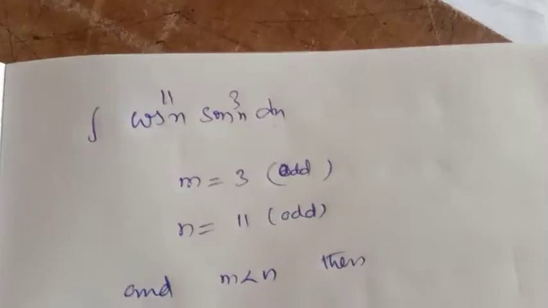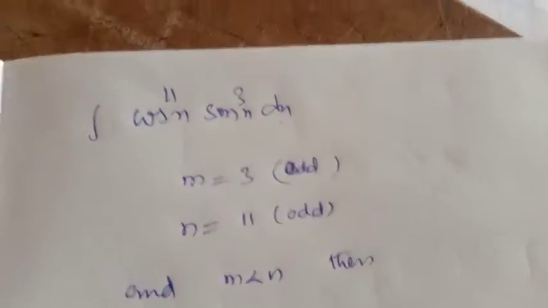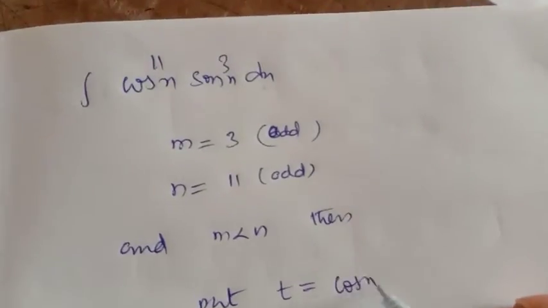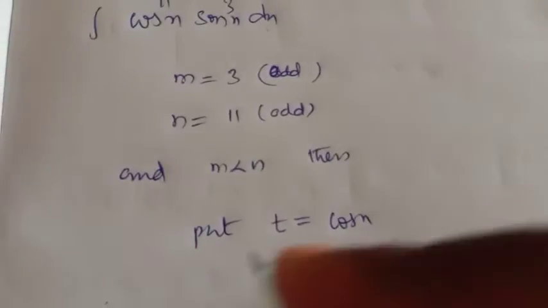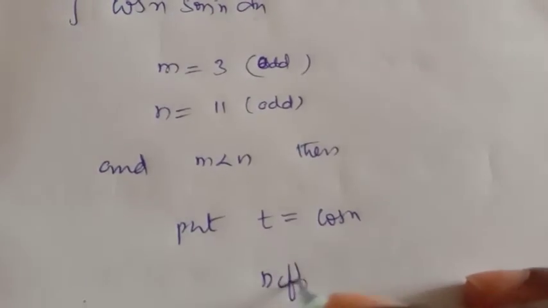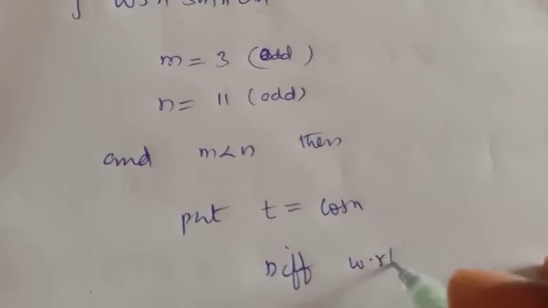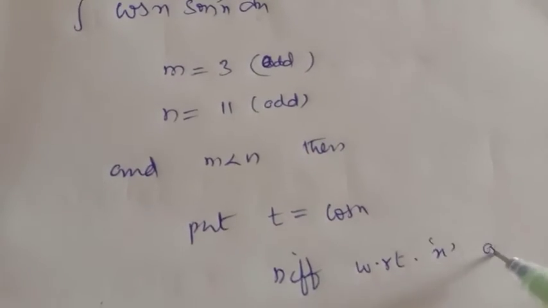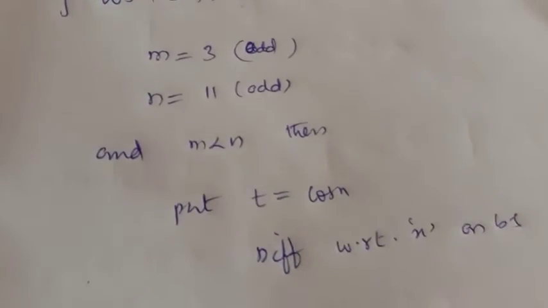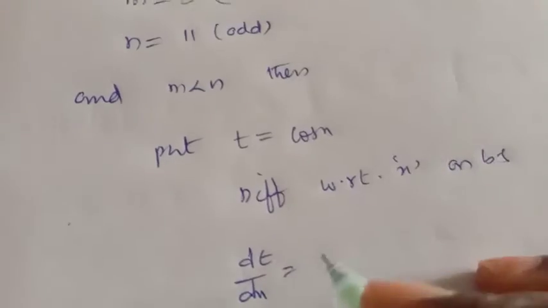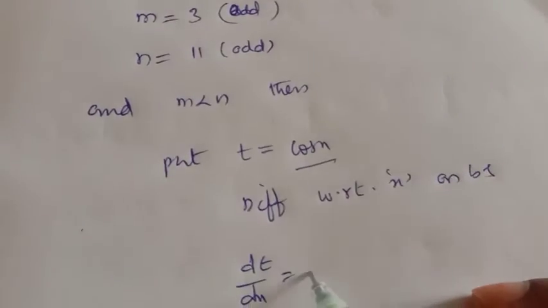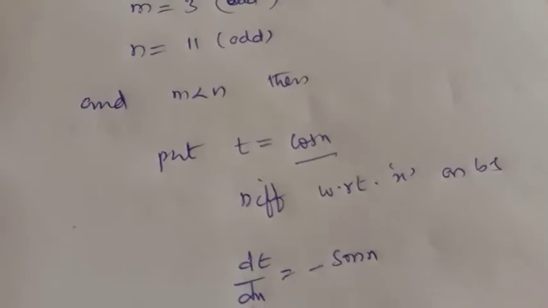Then put t equal to cos x. Then differentiating with respect to x on both sides, we get dt by dx equal to d by dx of cos x, d by dx of cos x equal to minus sin x.